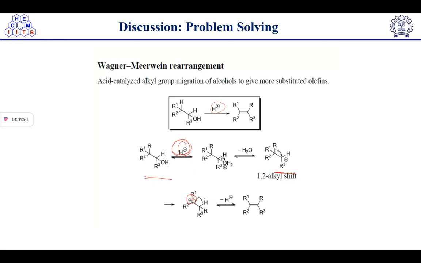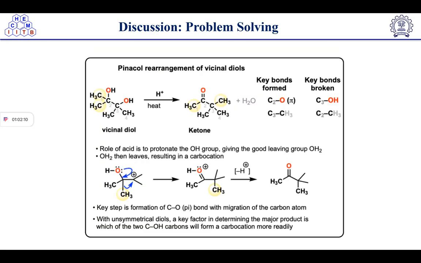So that's why deprotonation will take place and a double bond will generate over here between these two carbons. So this is the rearrangement which is known as the Wagner-Meerwein rearrangement. Okay. So next is the pinacol rearrangement. Let's talk about this one.